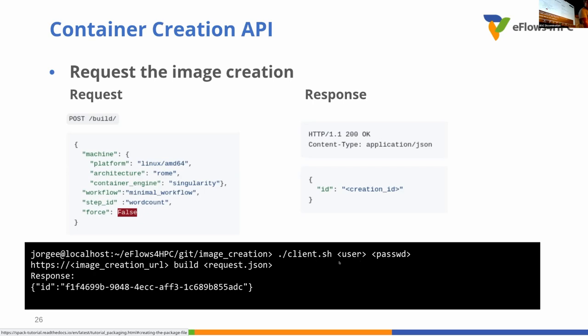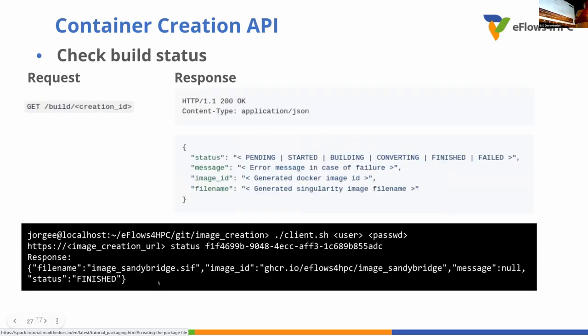You have to specify more or less the access details, the user and password and the URL of the service, and then the build command and the JSON of the request, and you will receive the same response. For checking the status of the creation, it's a GET request, passing the creation ID, and you will get the response with one status. If there is an error, you will get the error message, the image ID that you are generating, and the file name. The image ID will be the Docker ID of the image, and the file name will be the Singularity image file. So it's to check the build with this ID, and you will get the status of this build.